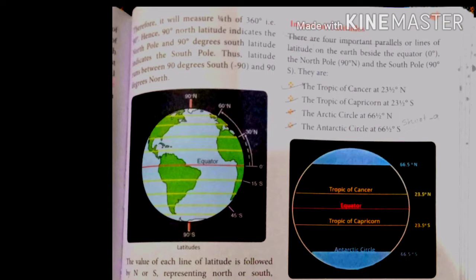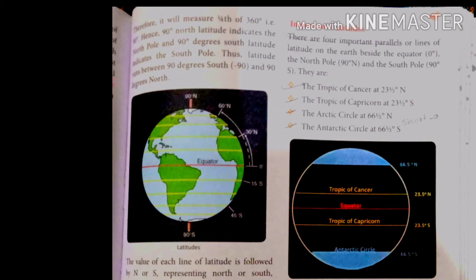As you know, the measurement of a complete circle is 360 degrees. In the same way, the measurement of the whole complete spherical Earth is 360 degrees, and if we measure 1/4 of it, it will be 90 degrees. So the north pole or the north latitude indicates 90 degrees and the south pole also indicates 90 degrees. Thus, latitude runs from 90 degrees south to 90 degrees north.